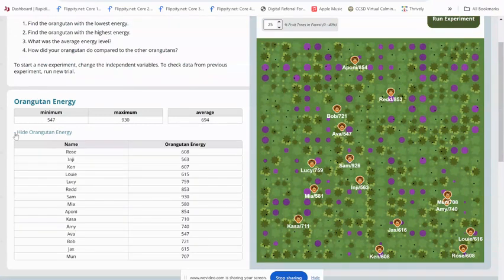And you can click Show Orangutan Energy. So I was just talking about Amy and how Amy was moving a lot. So I'm going to find Amy here just as an example. Amy's energy was 740. The minimum was 547. The maximum was 930. And the average was 694.